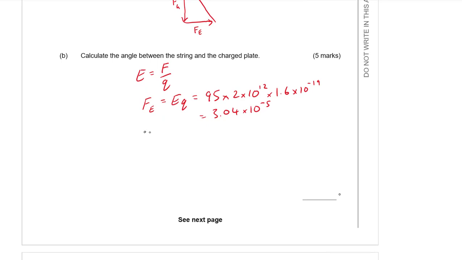And then I can get my force due to gravity. I should put newtons there. The force due to gravity is probably the easier one, and that's just your mg. So that's going to be, it's given to you in the question, 75 times 10 to the negative 6 times 9.8, and you end up with 7.35 times 10 to the negative 4 newtons.